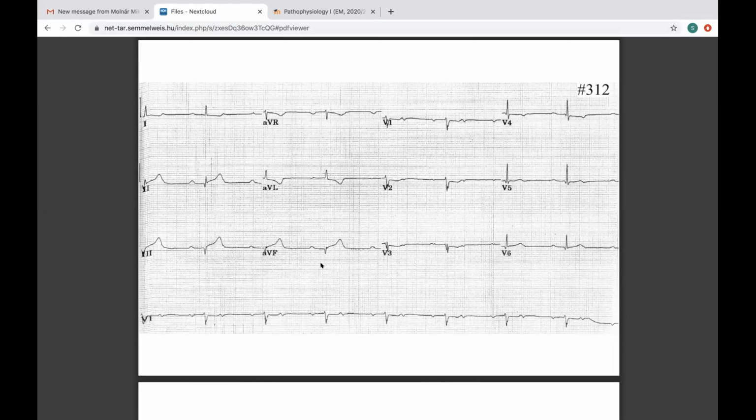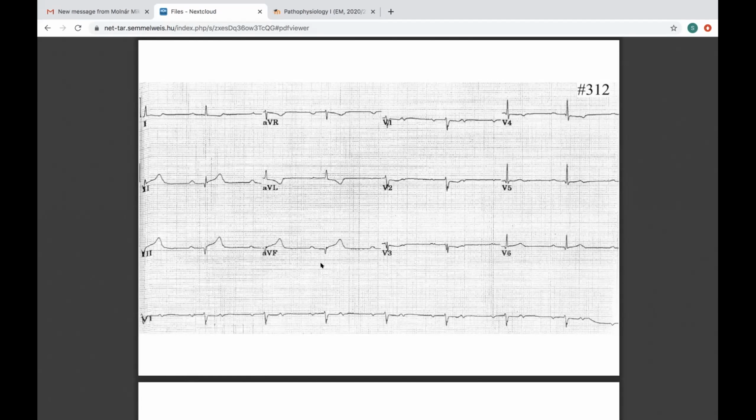So what is it? Is it a second degree? That's a 2-to-1 AV block. And we said 2-to-1 AV block is a different entity, but that's a second degree, the highest second degree block that we could have, okay? What is called 2-to-1 AV block.